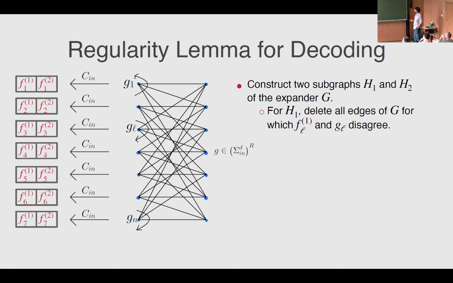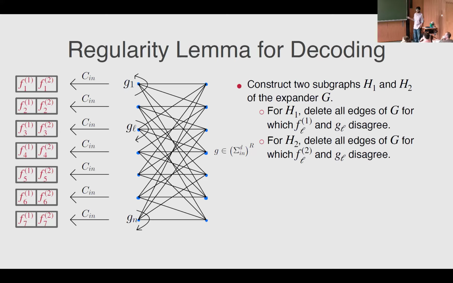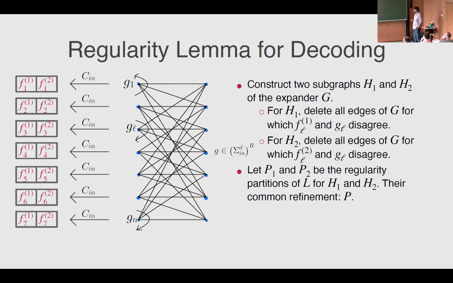So for H1, we delete all edges of G for which FL1 and GL disagree. Same with H2. And this can be done algorithmically, right? Because GL, FL1, FL2, all of these are clear to the algorithm. And you can take a worst case ordering of... Yeah, so this is arbitrarily ordered.